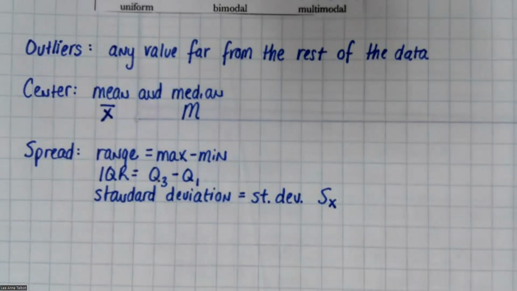There are two measures of center that we use in this class. One is mean and one is median. These two little guys are the symbols for mean and median. That one right there is called x bar, x with a bar over it.